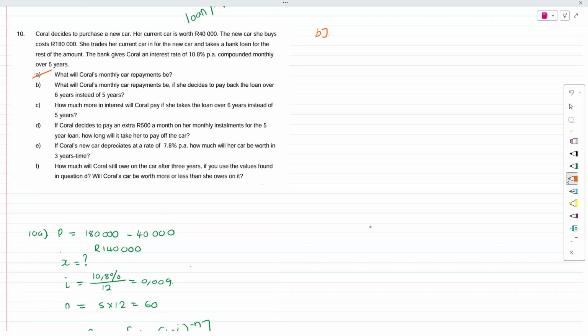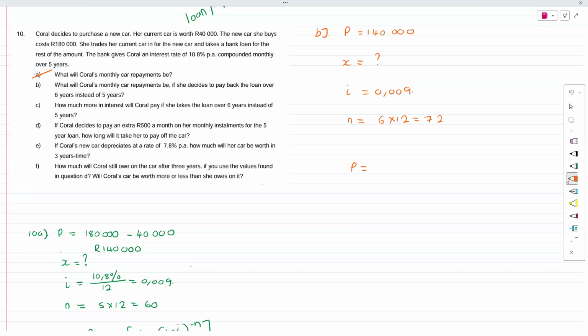Now it's the exact same thing, guys. We will go with P is 140,000. We will go with X equals unknown. We will go with I equals 0.009. Nothing changed. That's why I'm still using the same interest. And N now equals 6 times 12, which should be 72. All right, the exact same question.